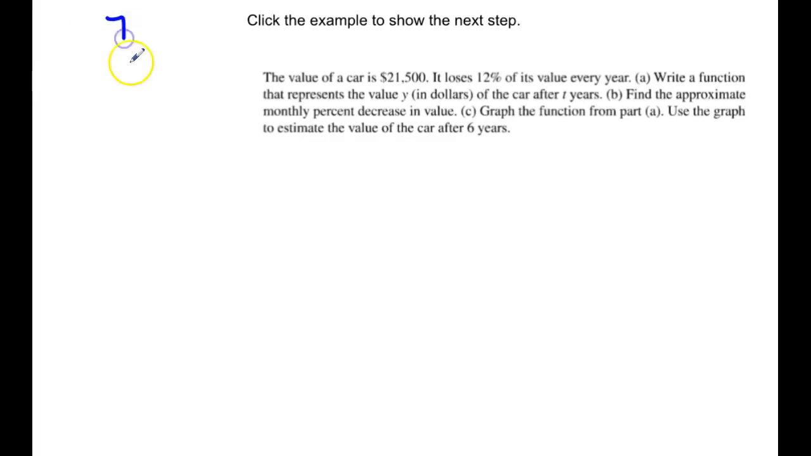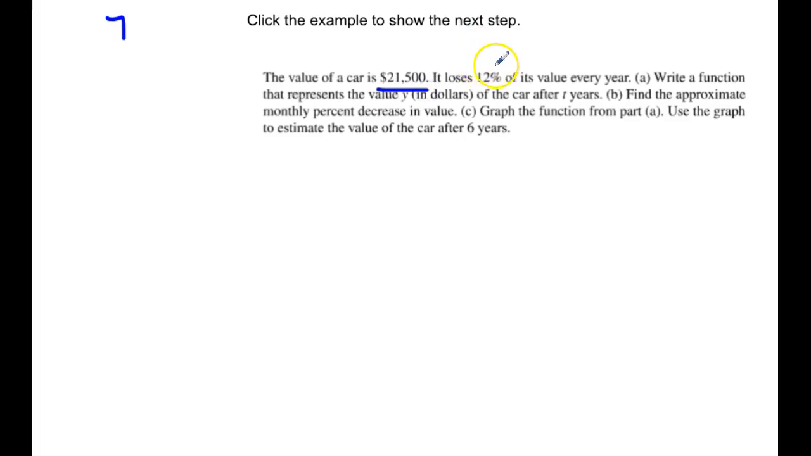This is example number 7. So the value of a car is $21,500. It loses 12% of its value every year. So first I have to write a function that represents the value after t years. And then I want to find the percent decrease, and then I want to graph it to estimate the value of my car after 6 years. So let's look at what we have. I have an initial value, right? That's what it was when I got it.